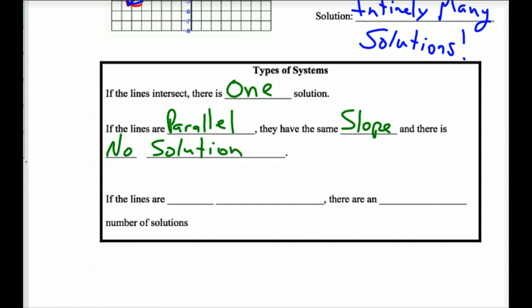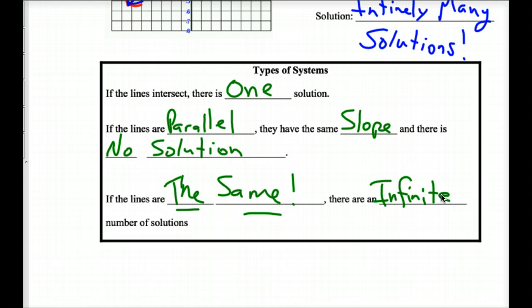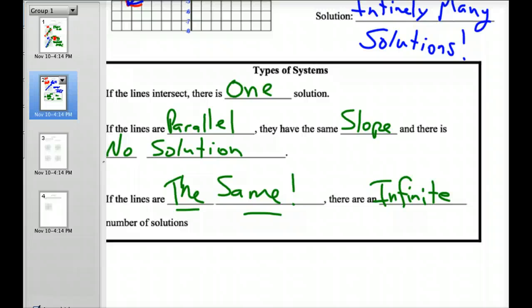Think about that. If the lines are the same, they try to trick you by just giving you the same line twice. There are an infinite number of solutions. Those are the 3 things that could happen: 1 solution, no solution, infinitely many solutions. All right, let's see if we get a couple of these done.